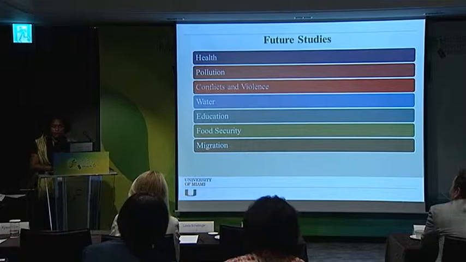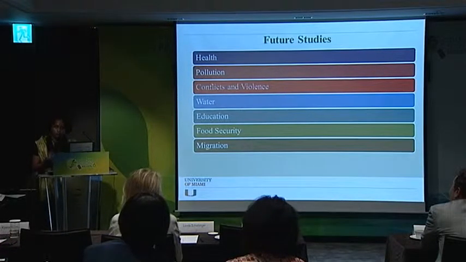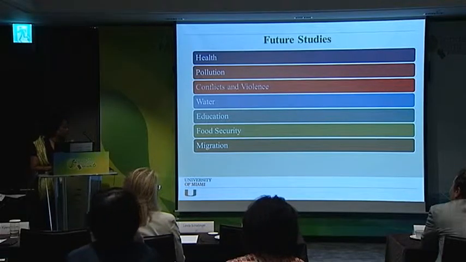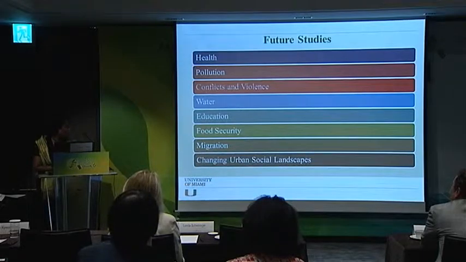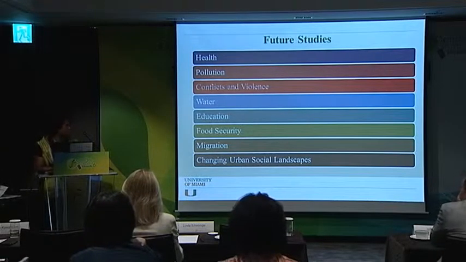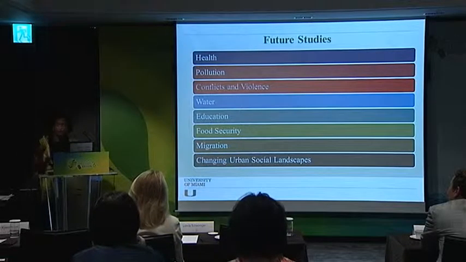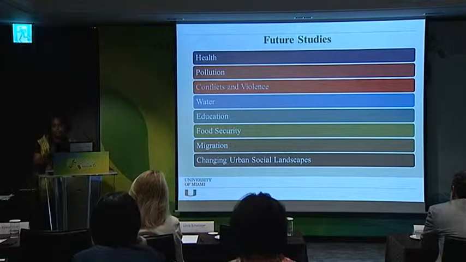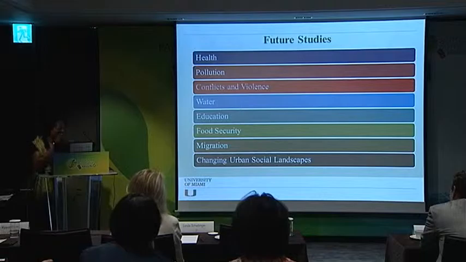Migration, it can be in different forms. It can be gender specific. Sometimes it's men who leave first and then women leave later, but also what they're exposed to, they are more vulnerable. And then changing urban social landscapes, that is due to climate change. Especially we are seeing this in many Asian cities where a lot of migration is taking place from rural areas to urban areas. So it's changing the whole urban social landscape. It is becoming different. And we can talk about that more in detail, but I'll stop here.